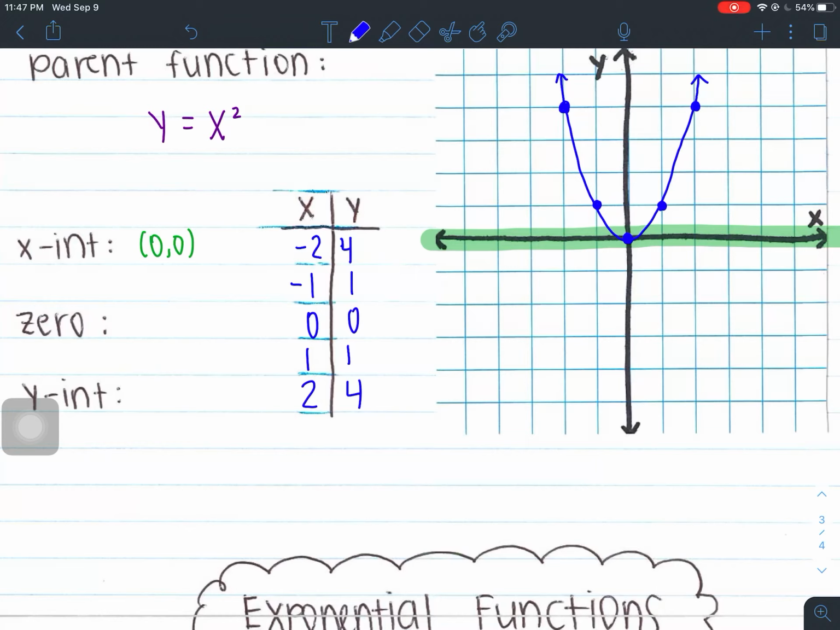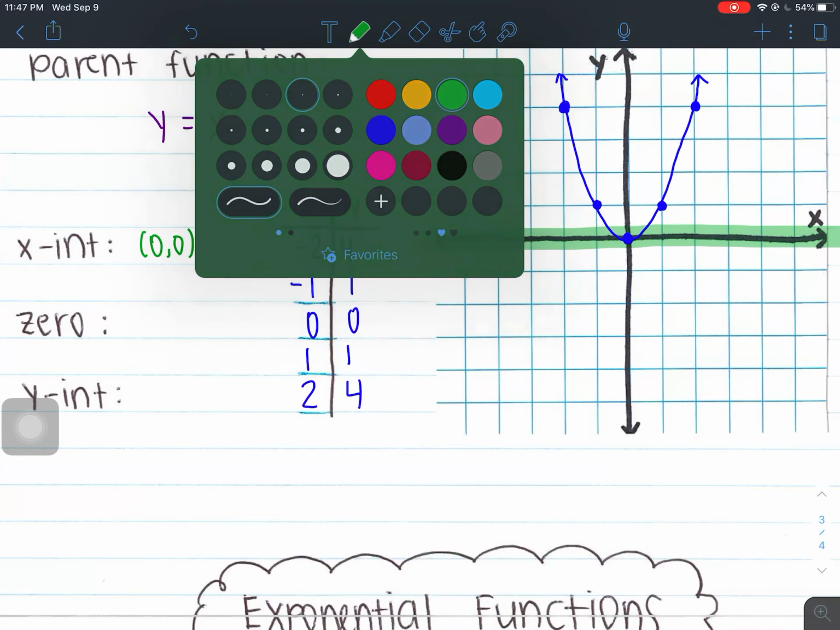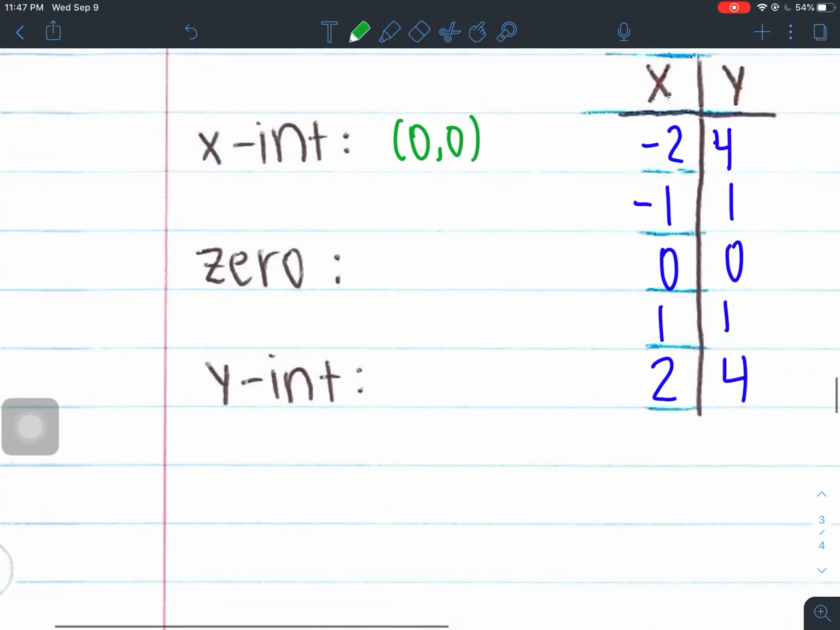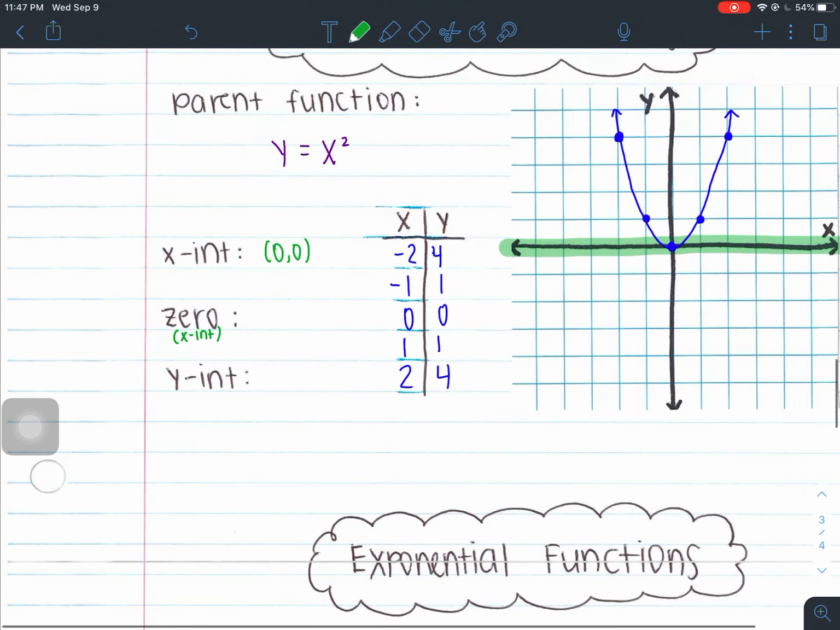Okay, now, zero is the next thing it's asking me for. Well, what's a zero? Remember, a zero is an x-intercept. It's just another way to ask for the x-intercept. So if it's asking you for the x-intercept again, it should be the same thing, right? Also 0, 0. And again, these are the parent functions. Parent functions are basic. A lot of what you're going to see today is zeros and ones. You're not going to see anything too crazy.